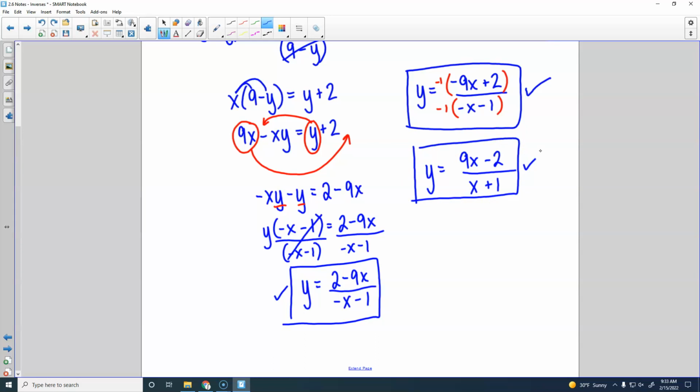Obviously here you could switch the 1 and the x. You could switch the 2 and the 9 there and make it look like this. Negative 2 plus 9x over 1 plus x. That would be fine as well.